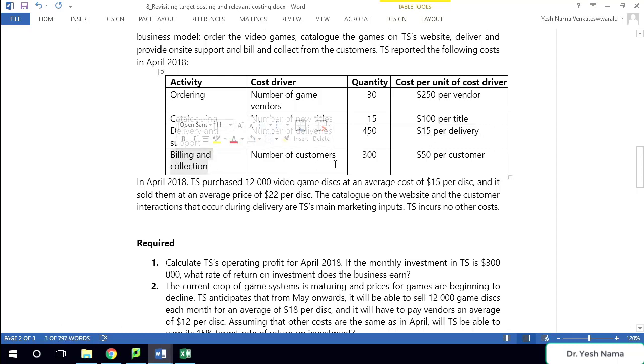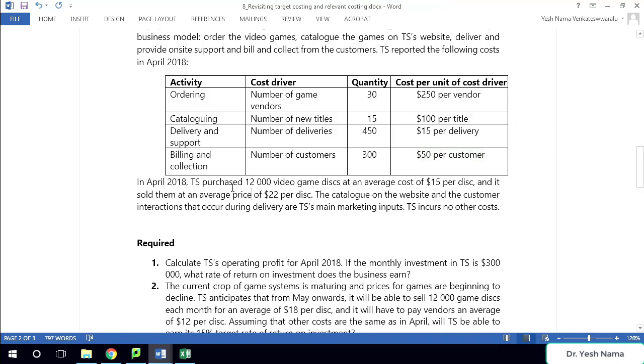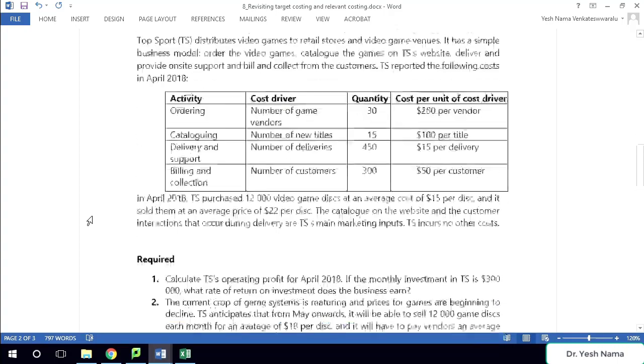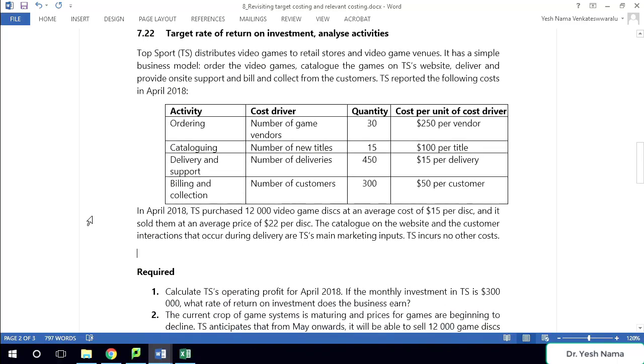Billing and collection, number of customers, cost driver, 300 customers, and 50 per customer is the cost per unit of the cost driver. In April 18, the company purchased 12,000 video game discs at an average cost of 15 per disc. And it sold them at an average price of 22 per disc. The catalog on the website and customer interactions that occur during the delivery are the company's main marketing inputs. The company incurs no other costs. Calculate the operating profit for 2018, April.